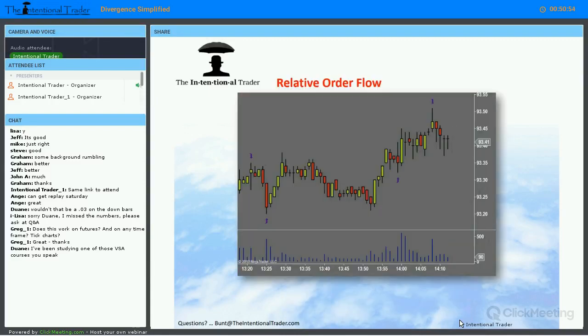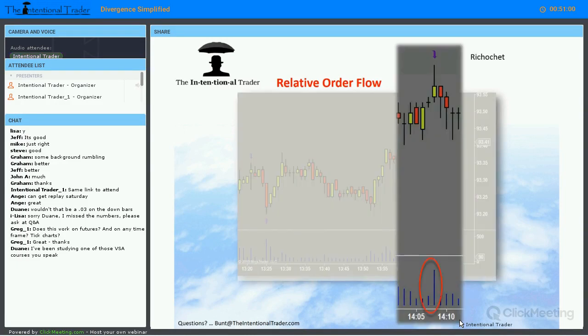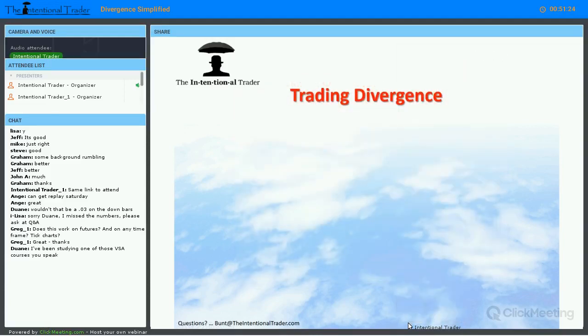So that became our speed tick indicator. Now I also noticed when I was developing the speed tick that we would have some relative order flow that also caused price to turn. Relative meaning maybe we didn't hit that high speed, but we increased our speed dramatically over the previous bars. And suddenly when we hit that high speed, price stopped and changed. Okay? We're going to be using all of these things in trading divergence.